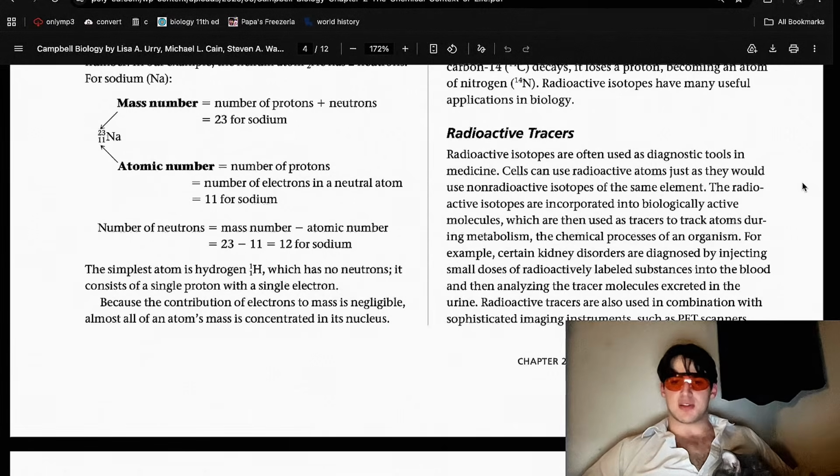Radioactive isotopes are often used as diagnostic tools in medicine. I got that. Cells can use radioactive atoms just as they would use non-radioactive isotopes of the same element. Alright. The radioactive isotopes are incorporated into biologically active molecules, which are then used as tracers. What does that mean, bro? The radioactive isotopes are incorporated into biologically active molecules. So does that mean like organically? Like they're incorporated organically through instructions from the DNA? Or does it mean that the diagnostic tools do this?